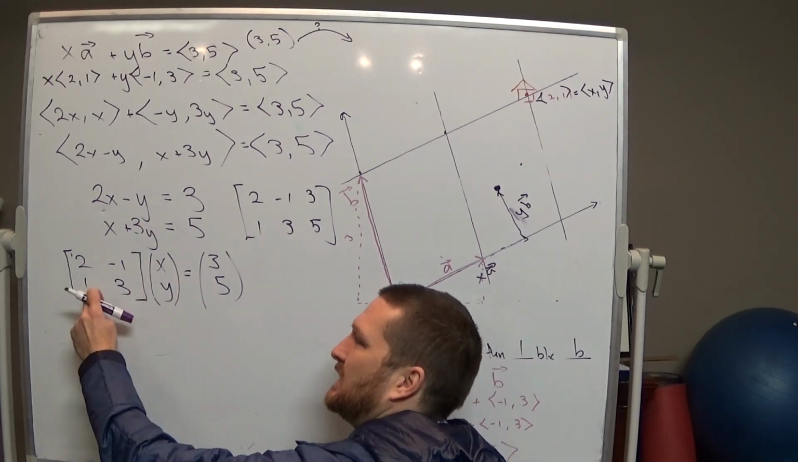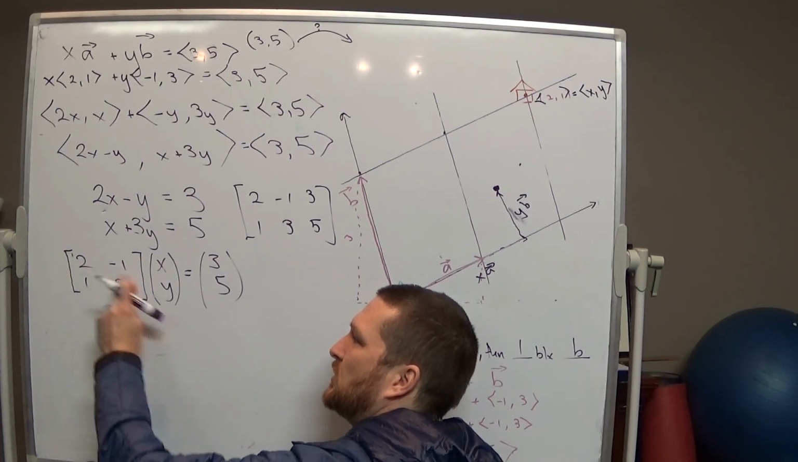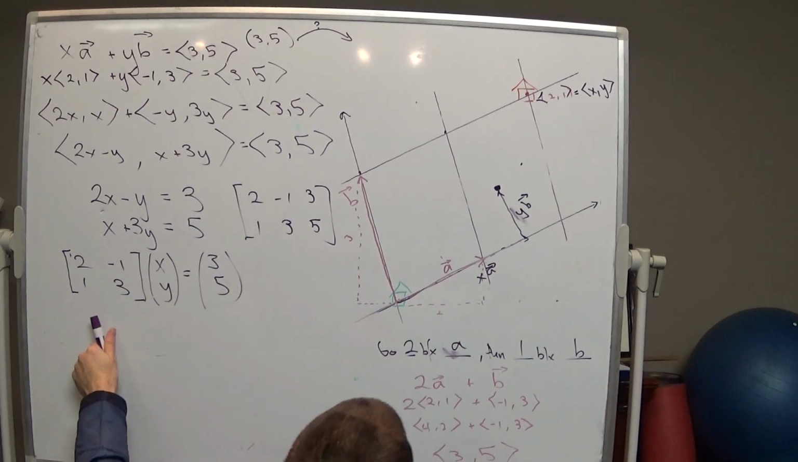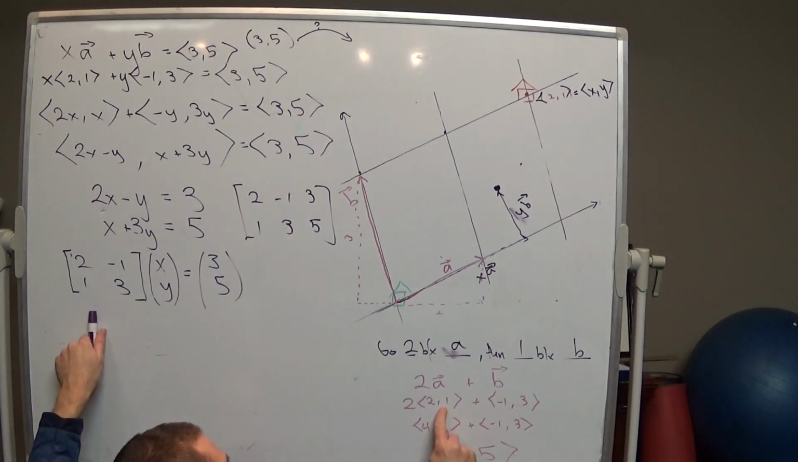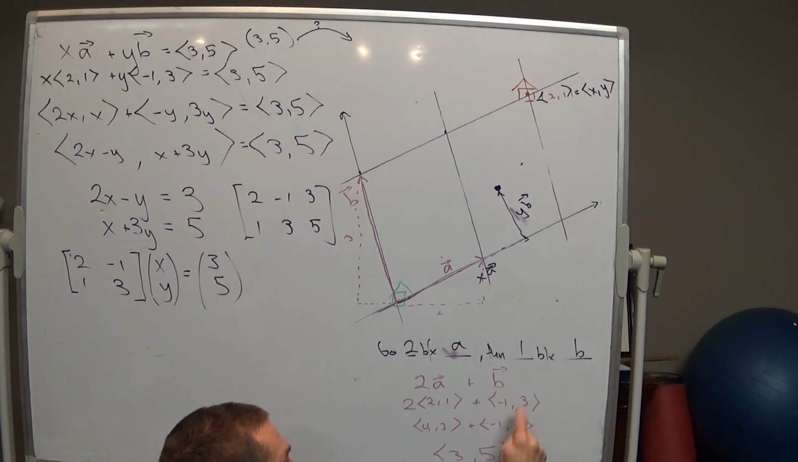So the x comes in here and gives you 1x, the y goes in there, gives you 3y. The x goes in there, gives you 2. Also, look at this. That's that vector, right? 2, 1 is that vector. Minus 1, 3 is that vector.